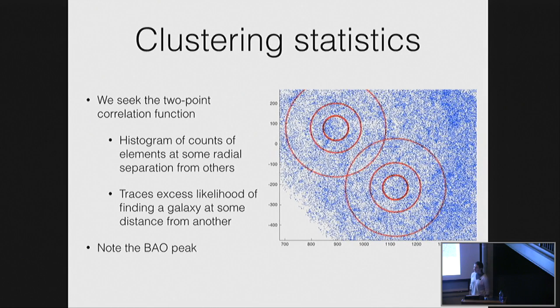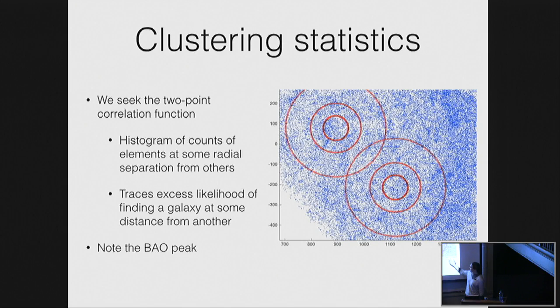Okay, so what are we doing? We're looking for the two-point correlation function, which is essentially, if you have one galaxy in your sample, what is the likelihood that you're going to get another galaxy at a certain radial distance from the first? And we represent it as a histogram of counts of how much stuff is at how much radial distance from how much other stuff in this sample.